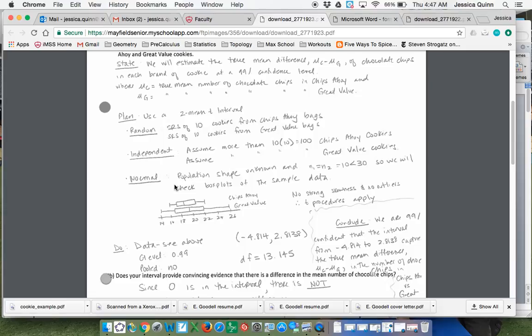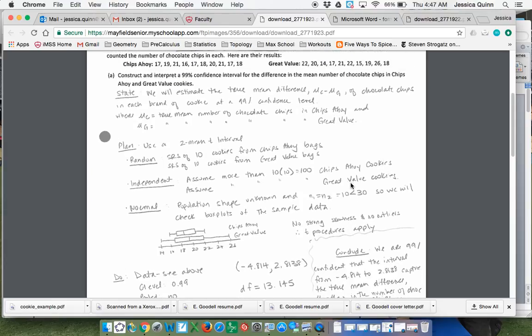Our population shape is unknown. They did not tell us anything about the population shape. And both of our sample sizes are 10, which is less than 30, so we need to do box plots of our sample data. And I think this is already in my calculator. Let me see.